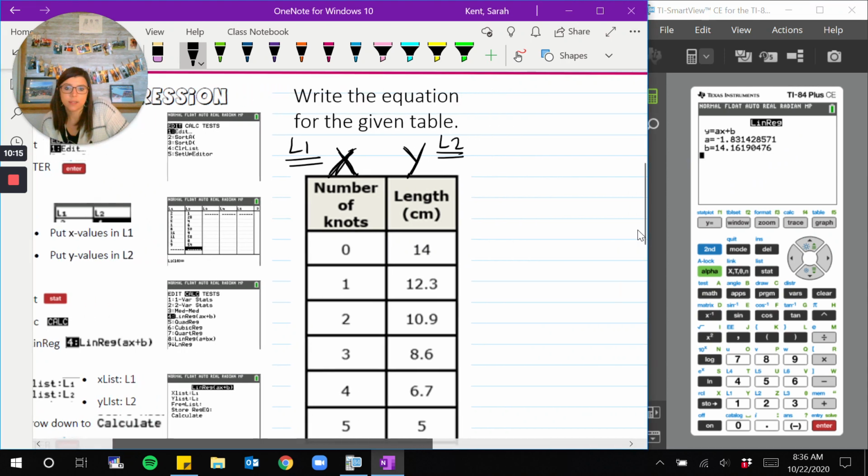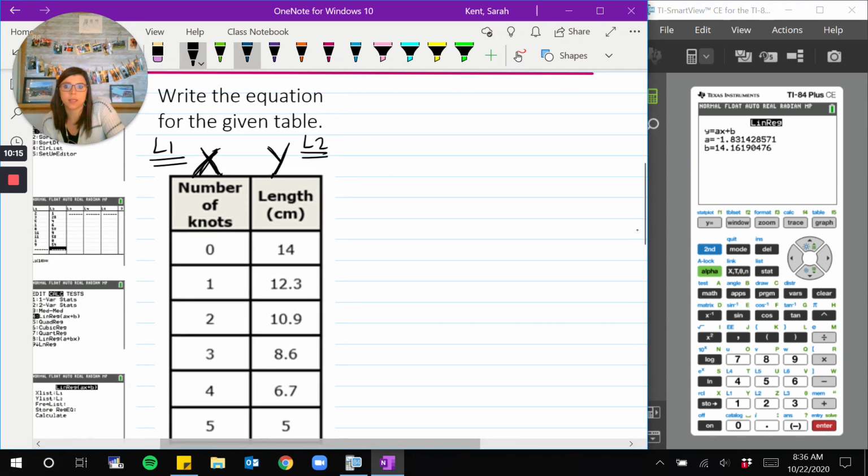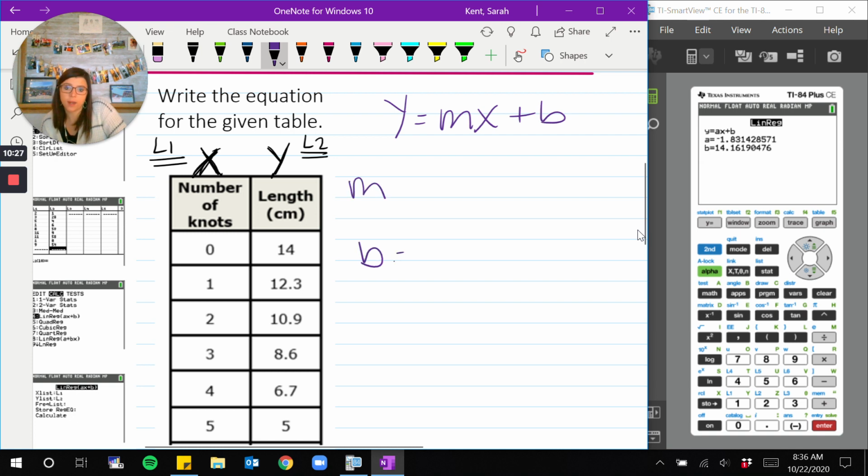How I put this into my equation, because we're still going to use y equals mx plus b. I need my slope and I need a y-intercept. My slope is going to be the letter a. So where m equals, we're going to think about what a equals. And here it's negative 1.83. So I want negative 1.83. And then b, oh, it says b for us. So I want 14.16.